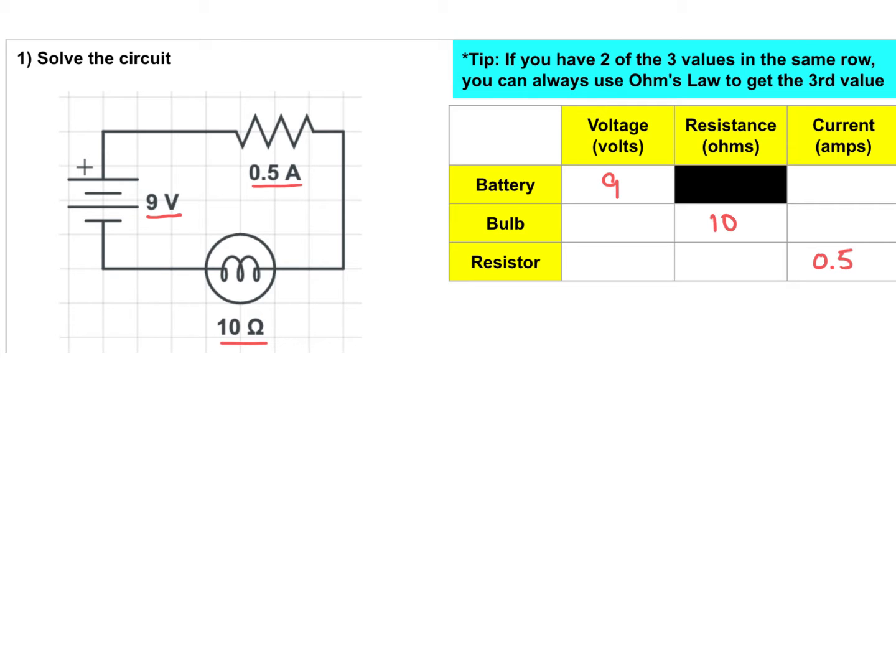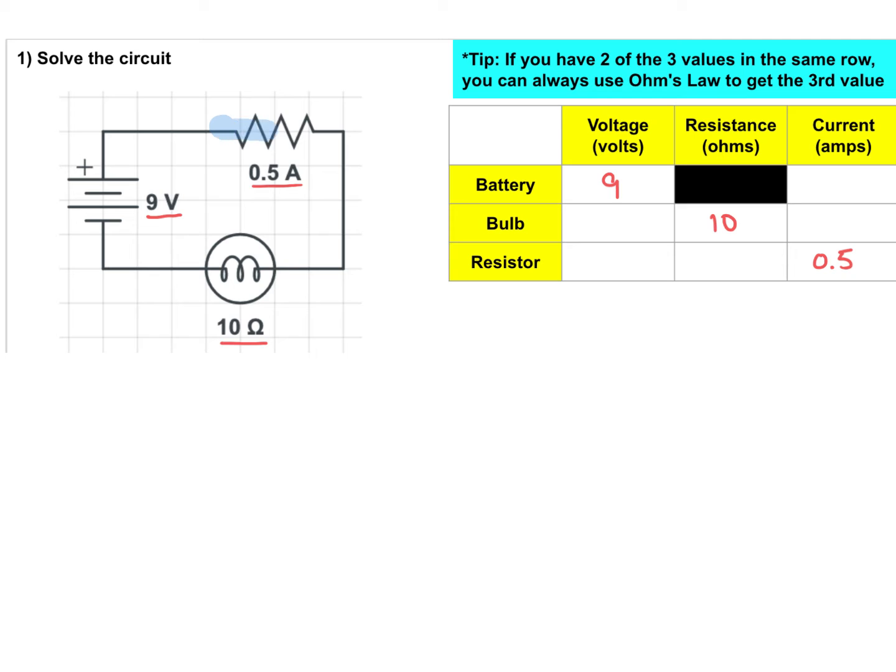Now I'll proceed to try to solve the circuit. So the first thing I look at is the tip at the top, highlighted in blue there. I do not have any row where I know two numbers. So actually I cannot use Ohm's law just yet. So I have to think of something else, which means I think of either the voltage law or the current law. And what I think of is the current law.